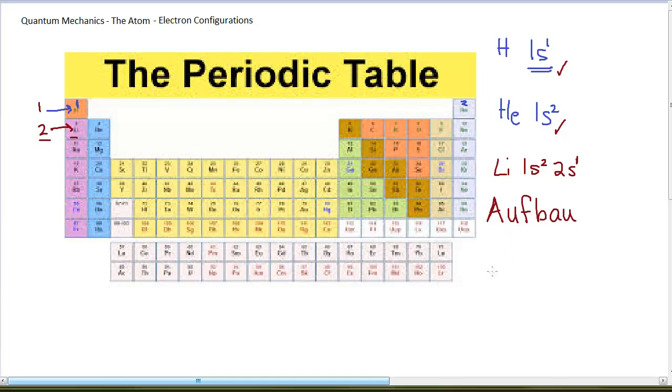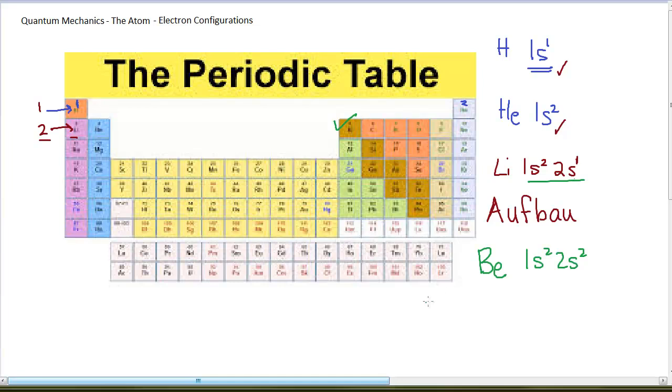And after lithium, we have beryllium, and beryllium has 4 electrons. His first 3 electrons are exactly the same place lithium's are, and you'll notice this 2s orbital can hold a second electron, and so beryllium is 1s2, 2s2. There are his 4 electrons.